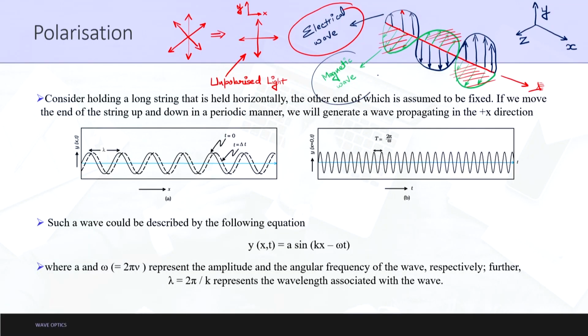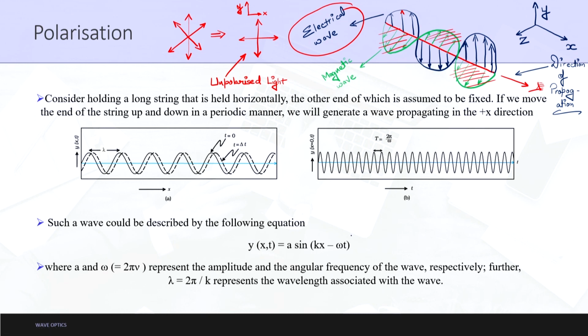I explained to you that we are not assuming magnetic wave displacement, we are only assuming electrical wave displacement, and let us suppose that this is the direction of propagation. Let me write it here. This is the direction of propagation. This is the direction of propagation. So, this was the final polarization concept. Now, let us move on.